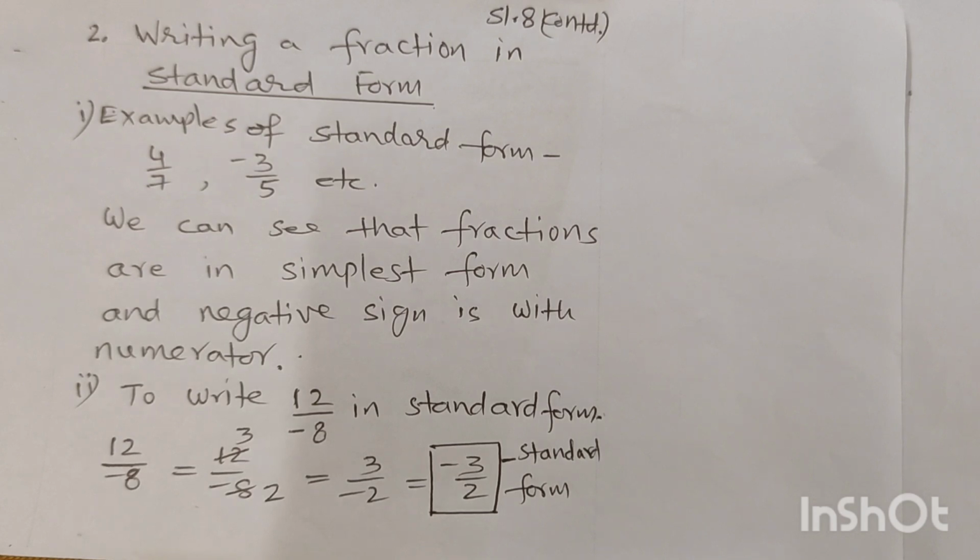At 2, to write 12 by minus 8 in standard form, what we do is we simplify the 12 by 8 fraction and it comes as 3 by 2, and then we write the negative sign at the numerator. So minus 3 by 2 is the standard form of the 12 by minus 8 fraction.